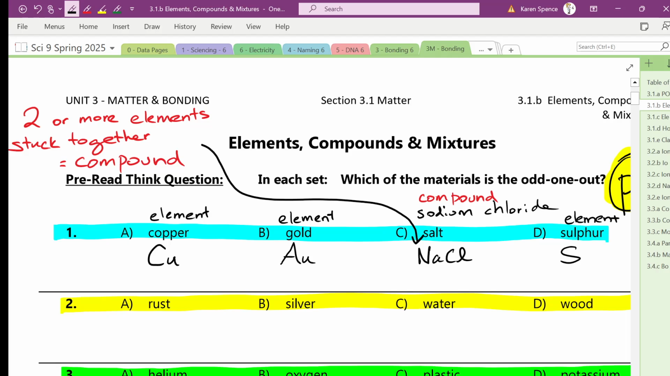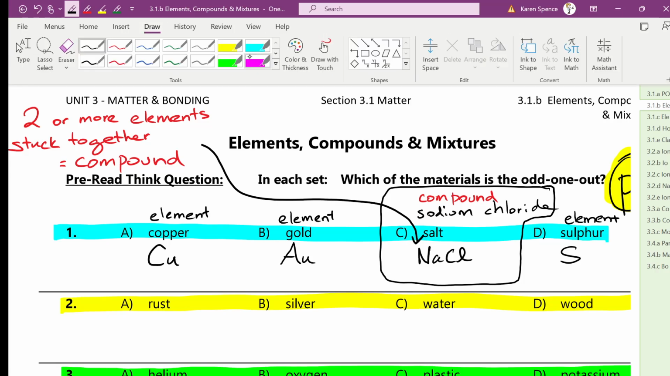So who is the odd one out? It is salt. Now I can see why you might have chosen sulfur because it is a non-metal, whereas sodium chloride contains a metal and we have two other metals. So I can see why that might have been, but it is indeed sodium chloride, salt, that is the odd one out.